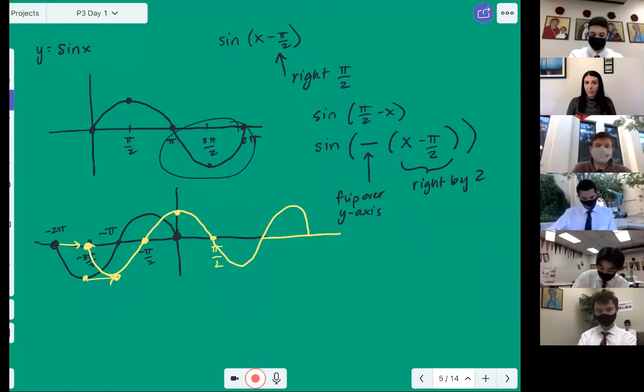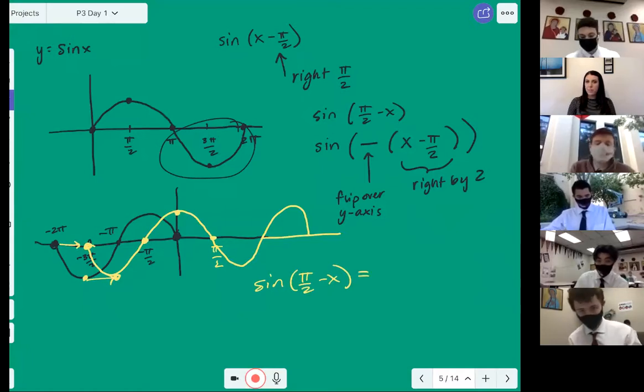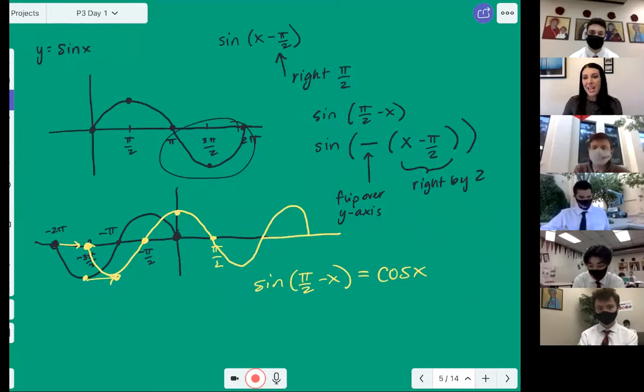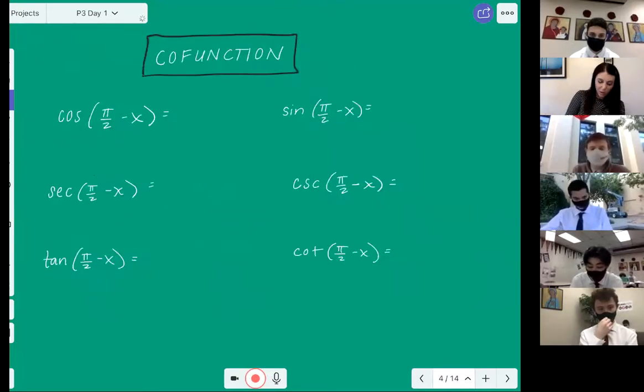The yellow graph is the graph of sine of pi over 2 minus x. But it is also the same as what graph? Does anyone know what that graph is, the yellow one? Cosine. It's the exact same as just normal cosine. So what we mean by a cofunction is if I were to take sine and I were to flip it and then shift it to the right by pi over 2, I would just end up getting cosine.